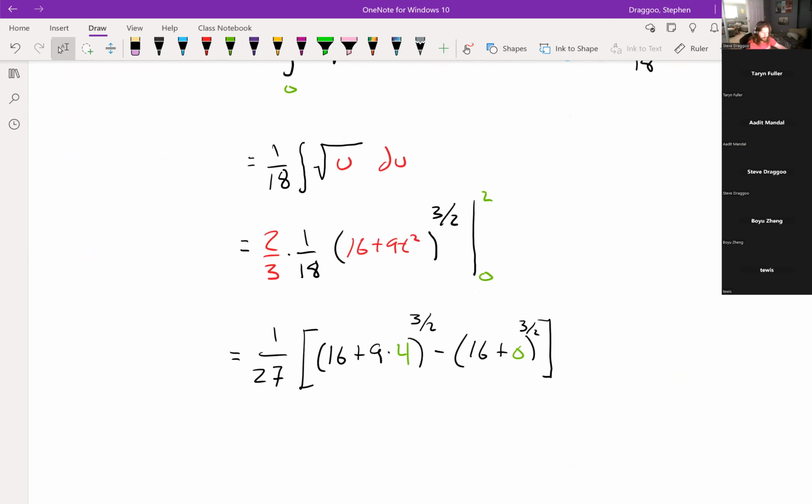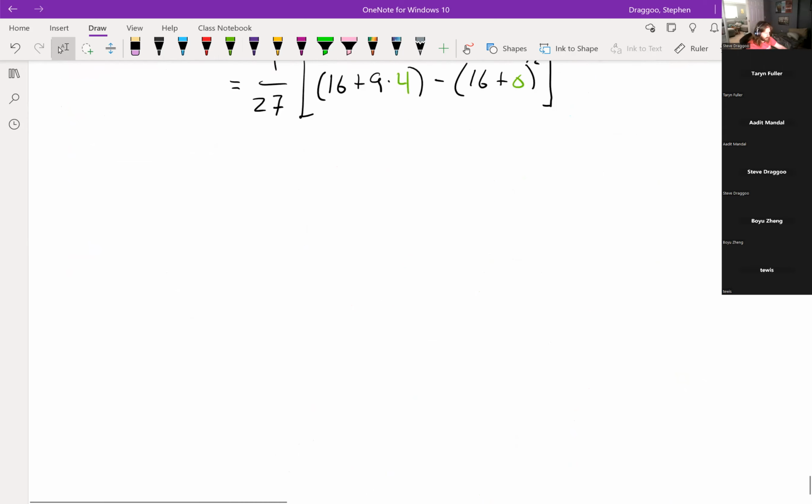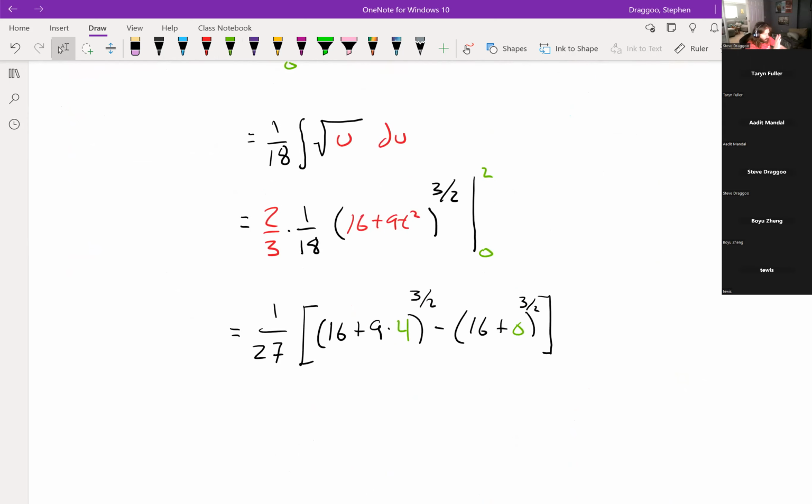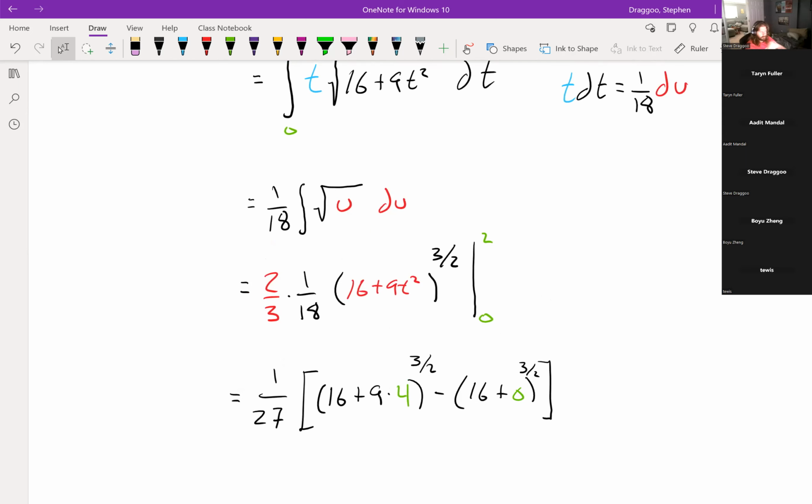I know that this review's already gone on for quite a while, so I didn't want to cover the whole thing, but it seemed nice to have an example of a u substitution integral on here in case you wanted to review that for the exam.